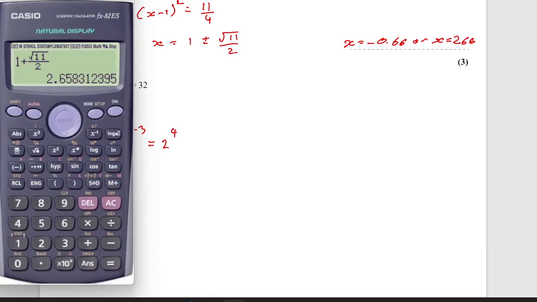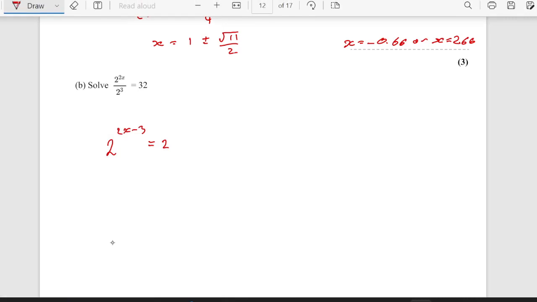Let's just double check that. Again, nothing wrong with making a silly arithmetic error, and it would help if I typed it correctly. So I've missed off a power. Glad I did that. So there we go. So that tells me then that 2x minus 3 is equal to 5. So 2x is going to be equal to 8. So x is going to be equal to 4.